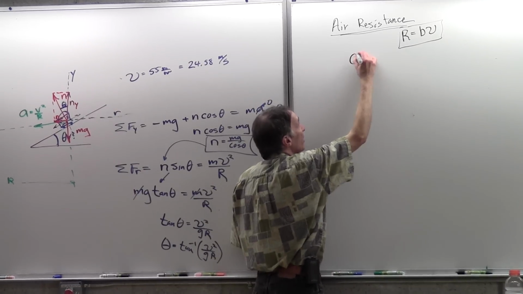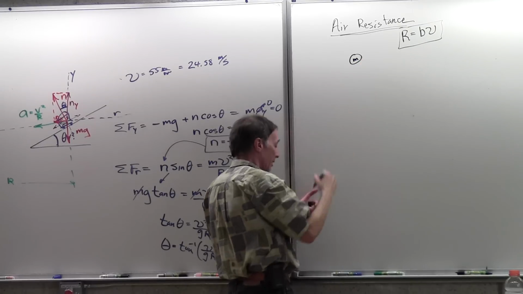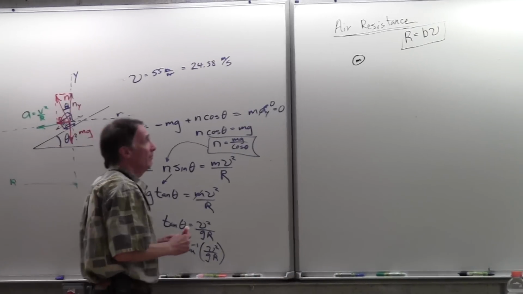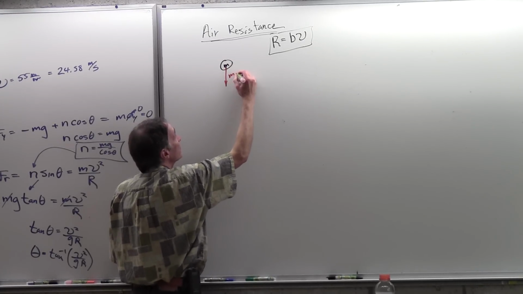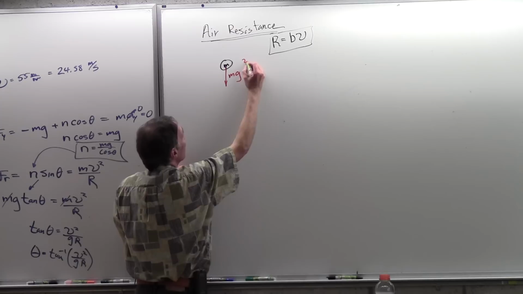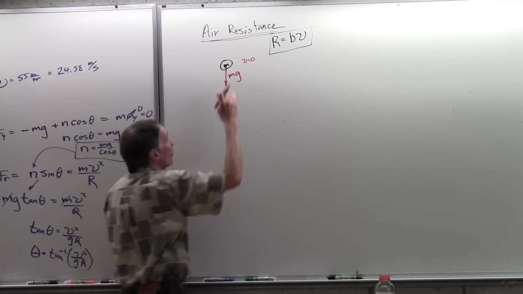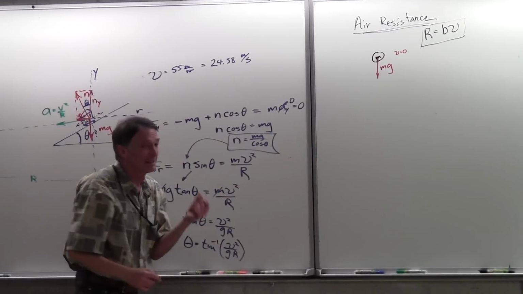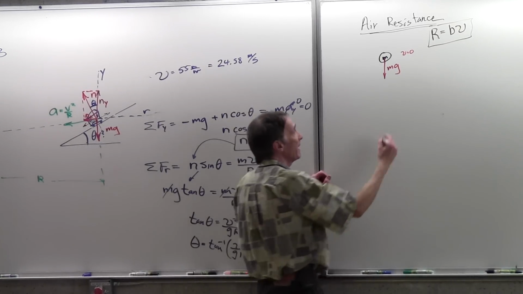Let's say I just start with some object of mass m, and we're going to drop it. If I drop it, of course, gravity is taking hold, mg. And if the velocity is equal to 0 at this point, there is no resistive force at all. So it starts to accelerate, and at first it accelerates like a free fall, 9.8 meters per second squared.